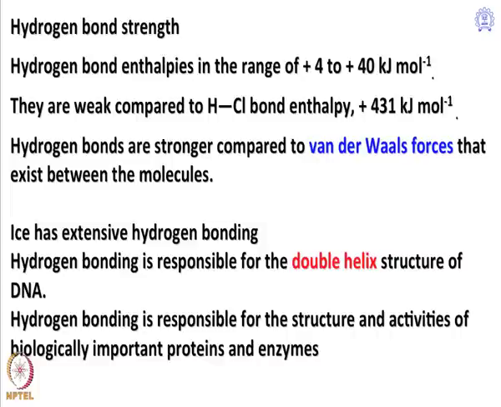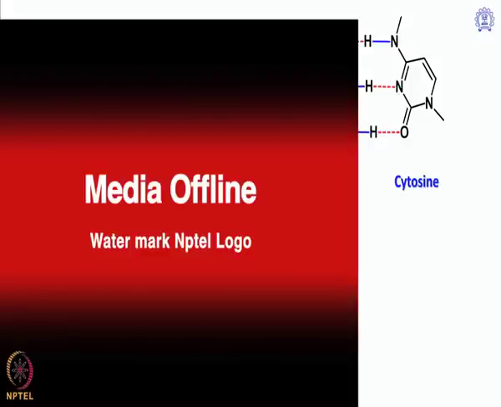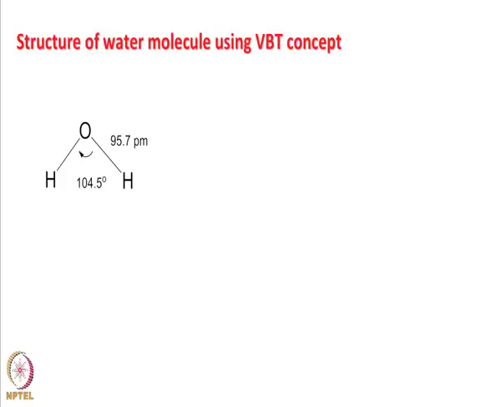Hydrogen bonding is also responsible for the double helix structure of DNA. Hydrogen bonding is responsible for the structure and activities of biologically important proteins and enzymes. Okay. So, now let us look into the structure of the water molecule. I had posed a question in one of my earlier slides, why does the water molecule have a V shape? So, let us look into the valence bond concept.